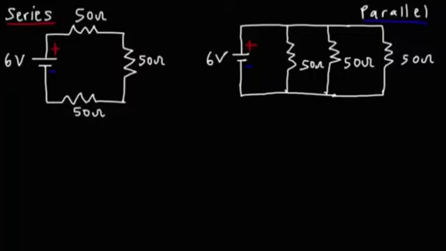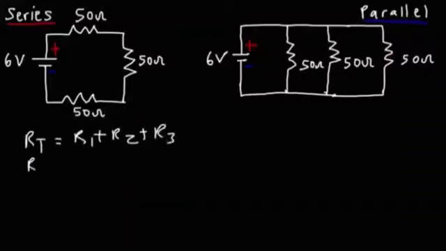Now let's calculate the current flowing in the series circuit. Instead of drawing a picture for each light bulb, I'm going to use a resistor to represent it because every light bulb contains a certain amount of resistance. In a series circuit, the first thing you need to do is calculate the total resistance. And it's just the sum of the individual resistors. So it's going to be 50 plus 50 plus 50, and that's going to give us a total resistance of 150 ohms.